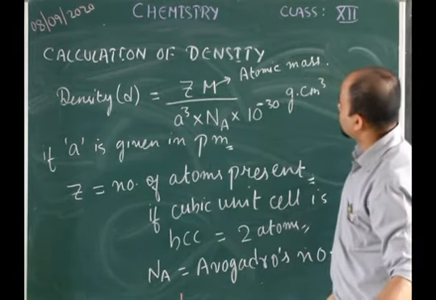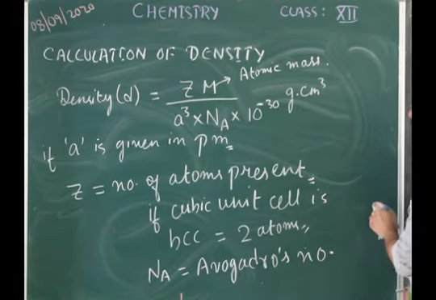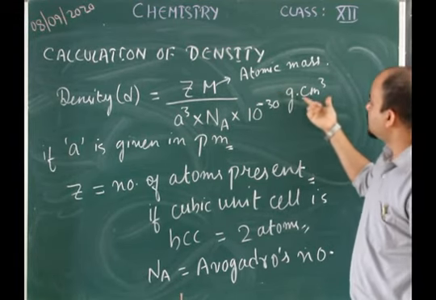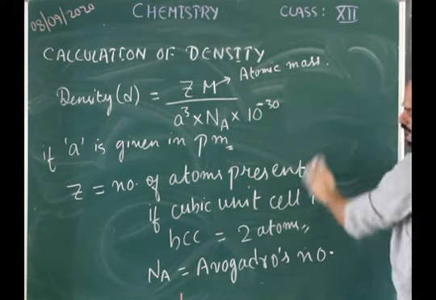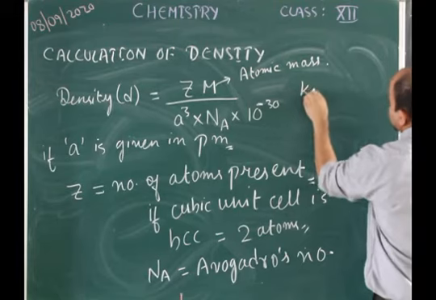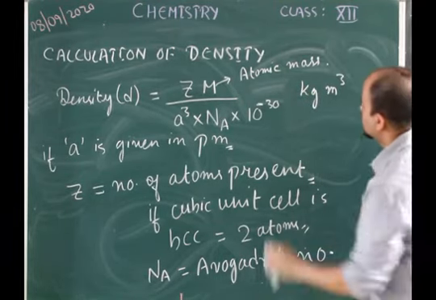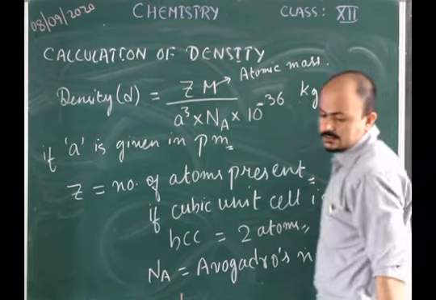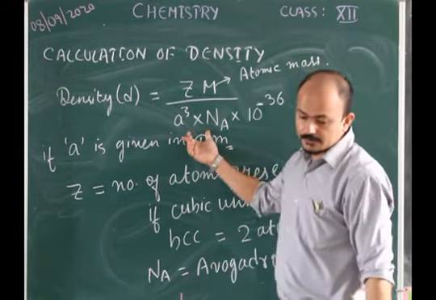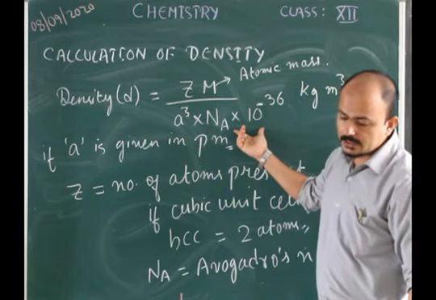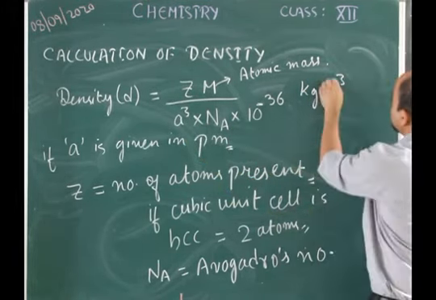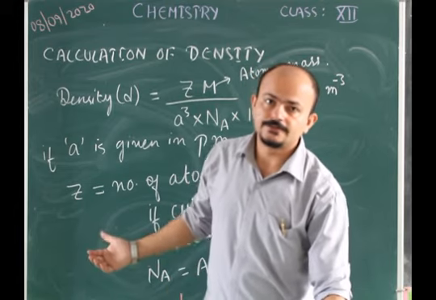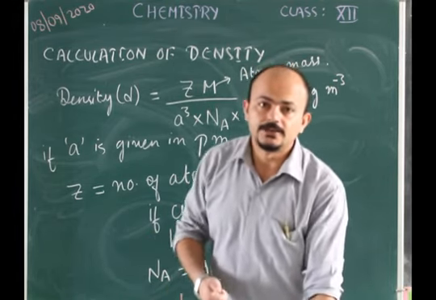Now if you need to calculate this in terms of kg and meter cube instead of gram, there is a slight change over here. If you are going to calculate it in kilogram per meter cube, then the value of 10 to the power minus 30 will be replaced with 10 to the power minus 36. So Zn by a cube into Na, into 10 to the power minus 36, kg per meter cube. So this is the formula that you use for calculating density. And from here, most often you will be getting a question in your exam.